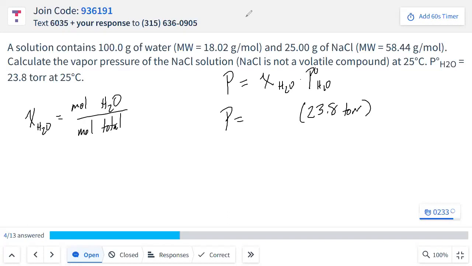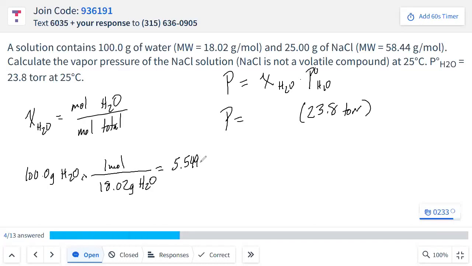So what I need to do is figure out how many moles of each substance there are, put them together, that's my total moles, and divide that into the number of moles of water. So I have 100.0 grams of water. There are 18.02 grams of water in a mole. So 100 divided by 18.02, to four significant figures, would be 5.549 moles.